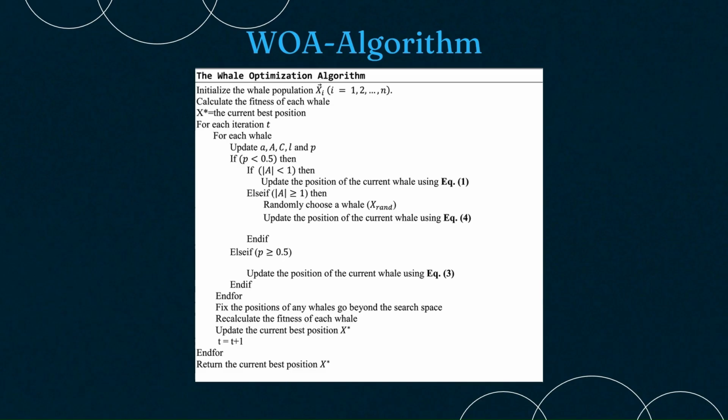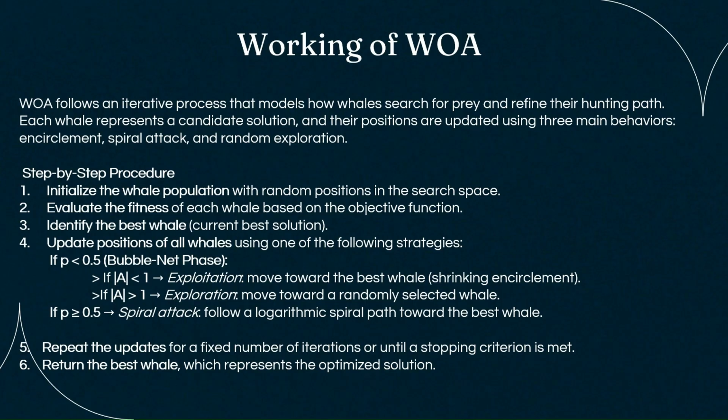It can encircle the best solution, mimicking the shrinking circular bubble-net behavior. It can follow a spiral path towards the best whale, representing the logarithmic spiral movement, or it can explore randomly, which helps the algorithm escape local minima and discover new promising areas. These steps repeat until a stopping condition is reached, usually a maximum number of iterations. The whale optimization algorithm stands out because it is simple, lightweight, and extremely easy to implement, yet surprisingly powerful. Now let's go ahead and see the numerical examples.